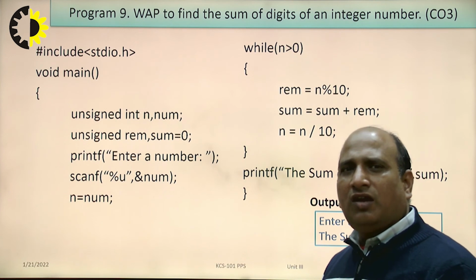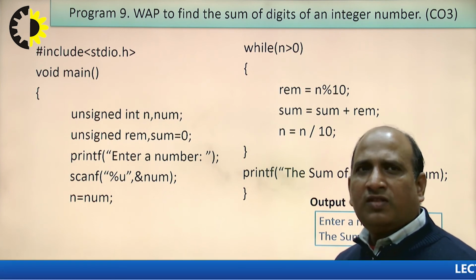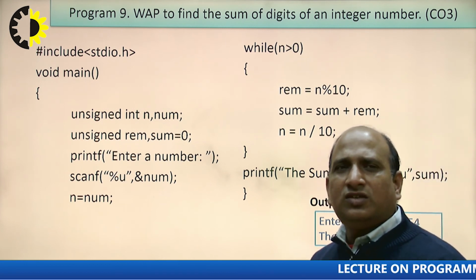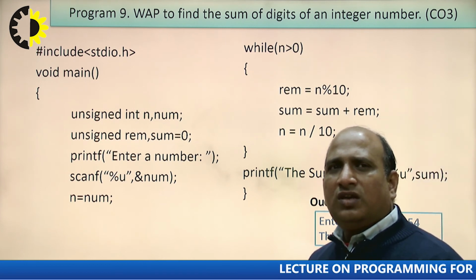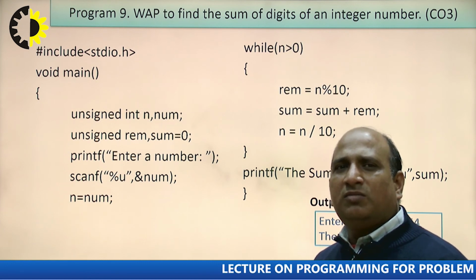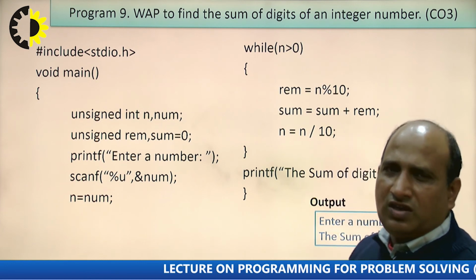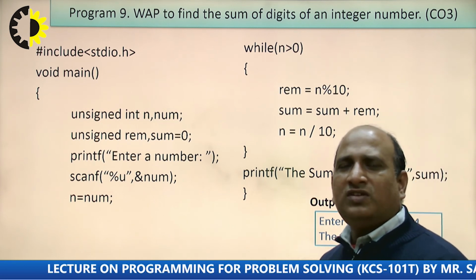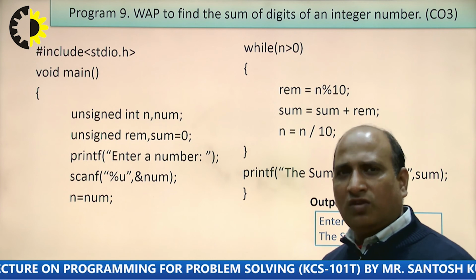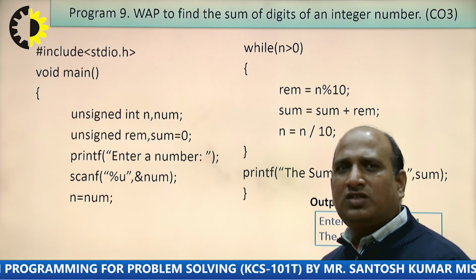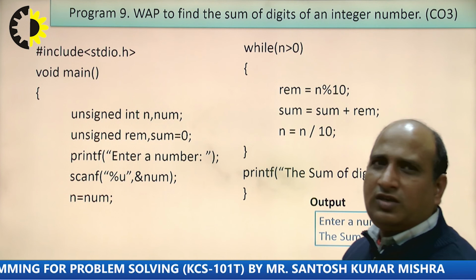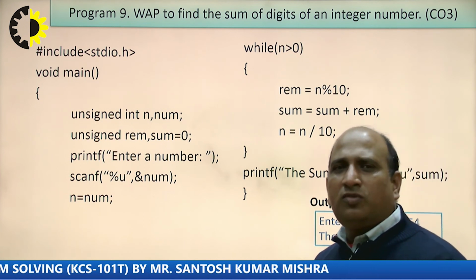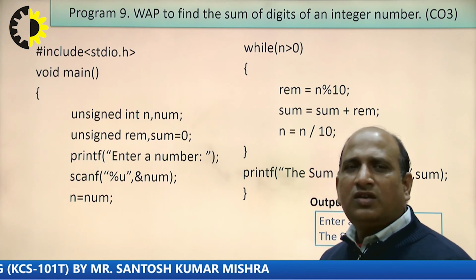Again now n is 25. The control comes to the condition of the loop again. 25 is greater than 0 is again true. Now 25 modulus 10 is evaluated, which gives 5 in the rem variable, and that 5 is added to the sum, which is already 4. 4 plus 5 becomes 9. Now the sum is 9. n is updated to n by 10 again, 25 by 10 gives 2 only. Now n is 2.